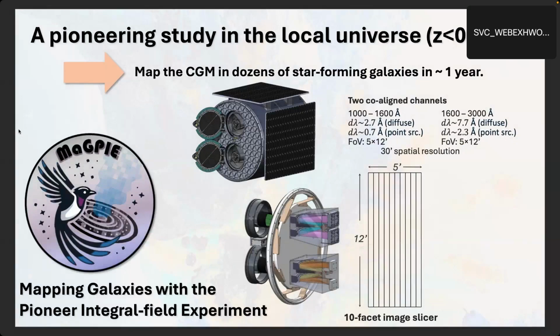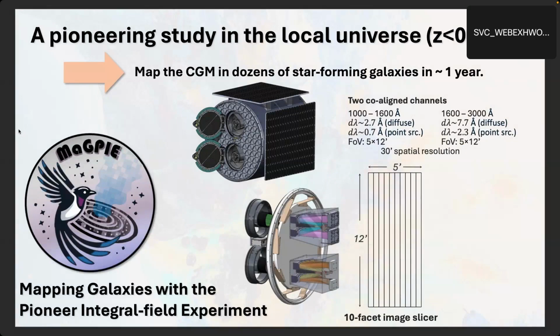So Mid-Xs are a whole thing, and one of the first steps that we're working on is a smaller concept we submitted to the Astro Pioneers program. It's called Magpie. It is a UV integral field unit, an IFU, with 2 channels. It uses an image slicer. It covers 1,000 to 3,000 angstroms, and has a field of view of 5 by 12 arcminutes.